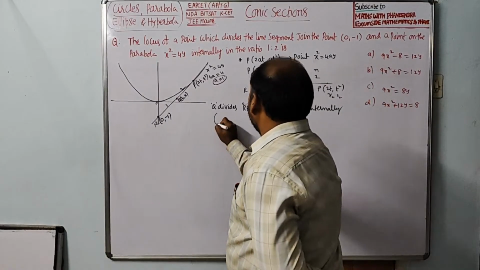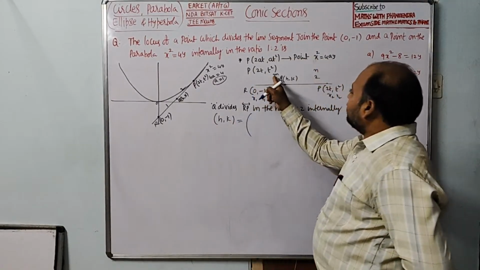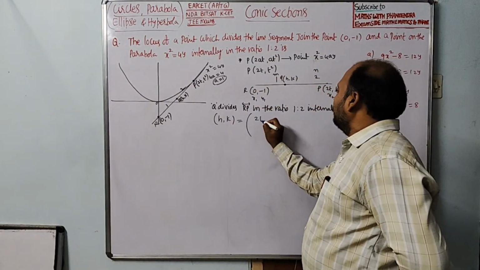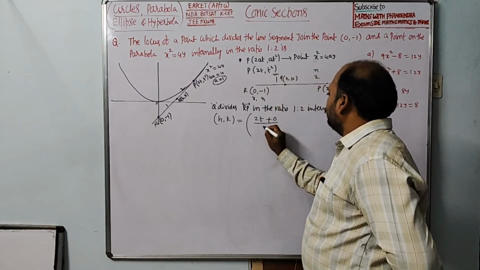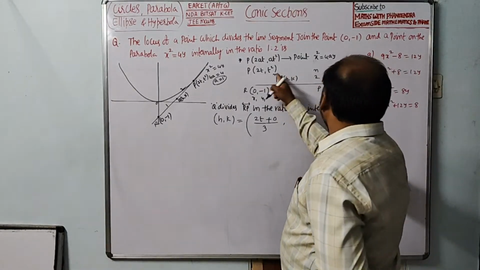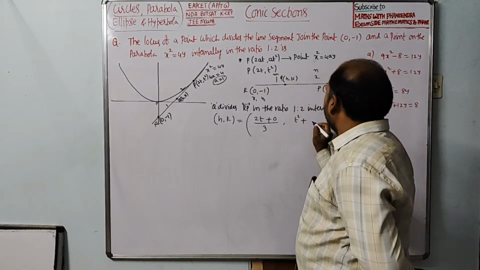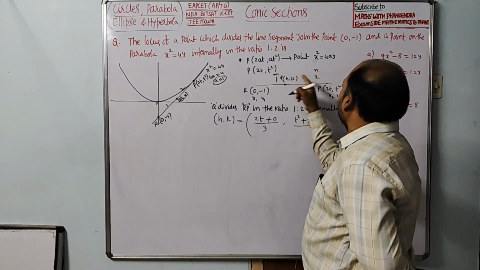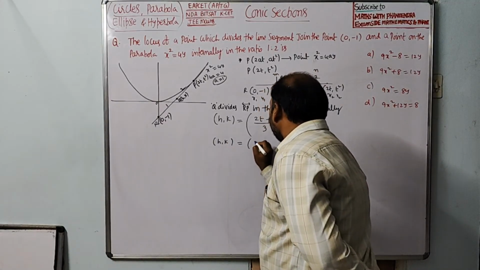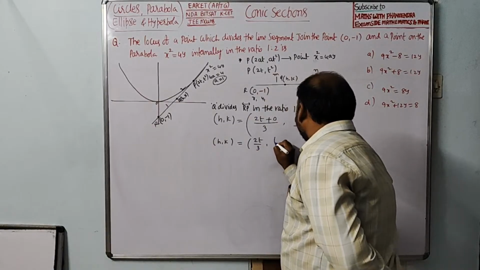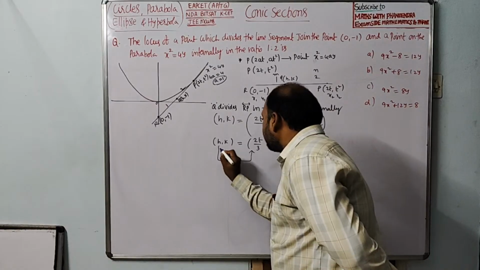So we know the section formula for (mx2 + nx1)/(m+n). Directly I'm writing h comma k equal to that. So 1 into 2t plus 2 into 0 by 1 plus 2, which is 3. Next, 1 into t square plus 2 into minus 1, minus 2, divided by 1 plus 2, 3. So h comma k is equal to 2t by 3 comma (t square minus 2) by 3.